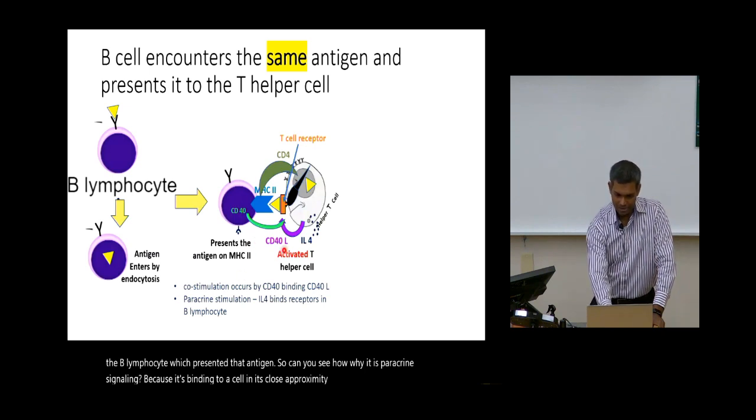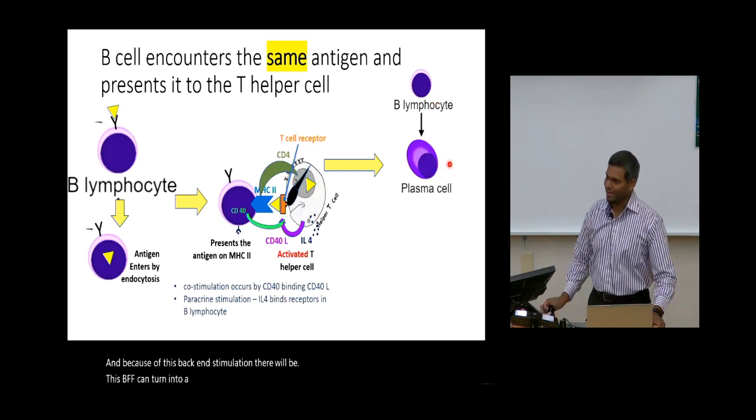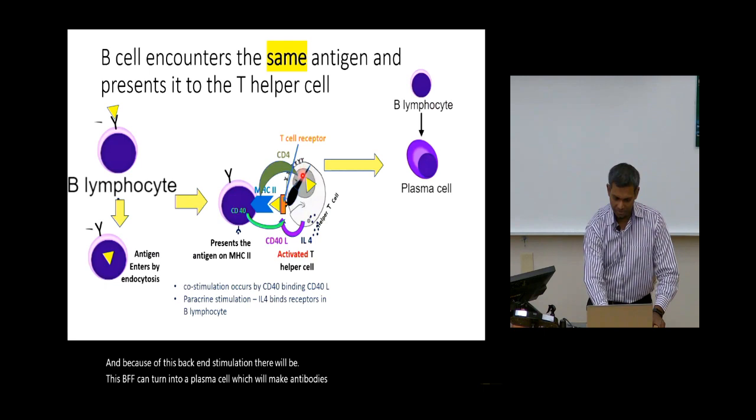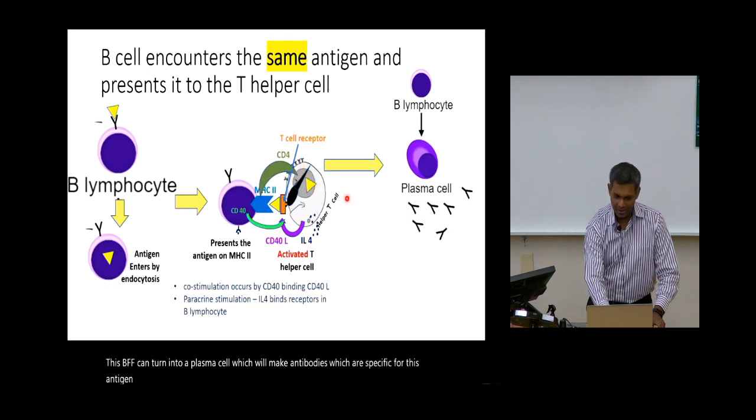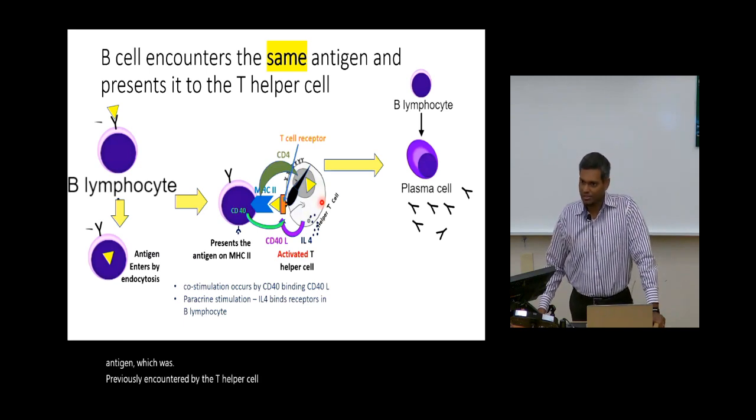And because of this paracrine stimulation, this B lymphocyte can turn into a plasma cell which will make antibodies which are specific for this antigen which was previously encountered by the T helper cell, right? So that's how the plasma cells are made.